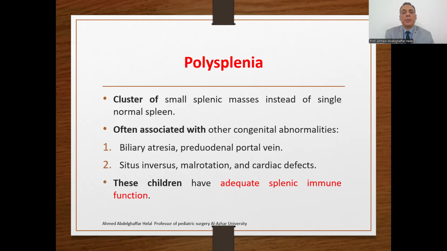There is a condition called polysplenia. What do I mean by polysplenia? It's clusters of small splenic masses instead of the single normal spleen. So the infant does not have a single normal spleen, but instead has small splenic masses. Often this condition is associated with other congenital abnormalities: biliary atresia, preduodenal portal vein, situs inversus, malrotation, or cardiac defects. However, these infants have adequate splenic immune function.